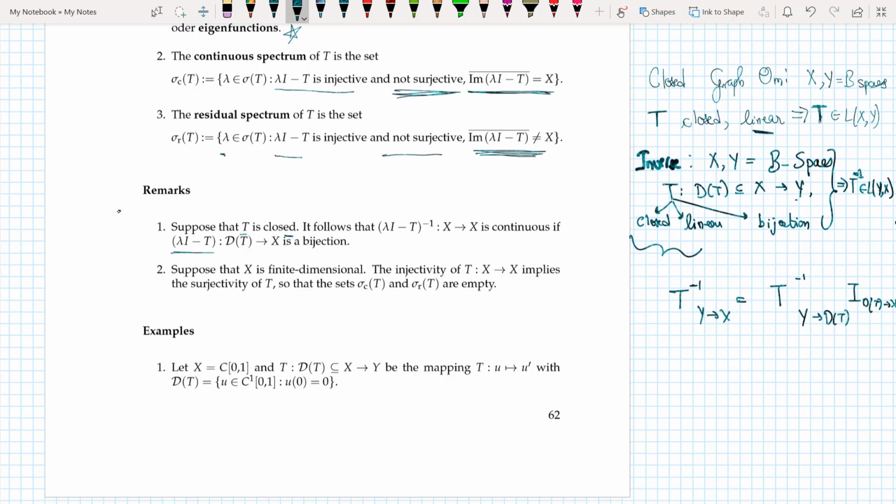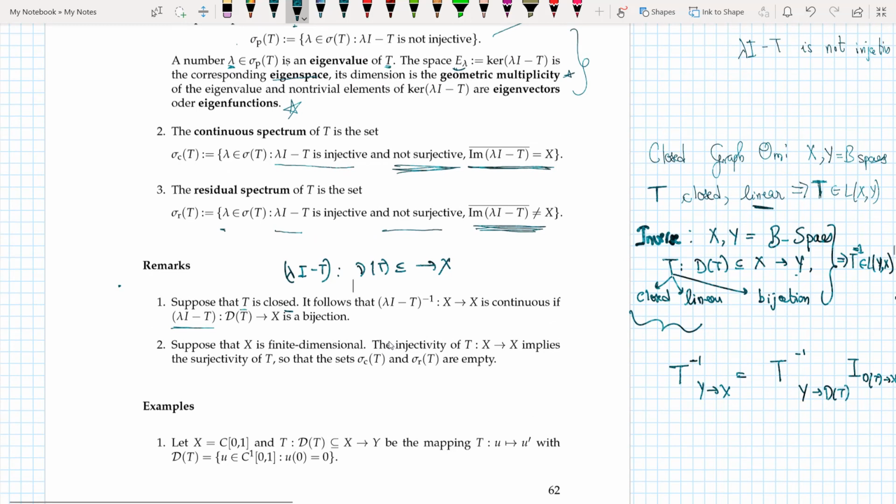I'm saying that suppose that T is closed, so lambda I minus T would be closed, and I say that lambda I minus T from D(T) to X is a bijection. So if I can see here, the mapping is from X to X, so that makes things easier for me. Now why am I saying that it is continuous if it's a bijection? Now you see that lambda I minus T is closed, it's linear, and if it is a bijection, then from here I can say that lambda I minus T inverse is continuous.